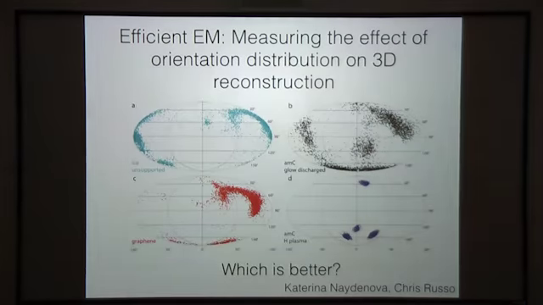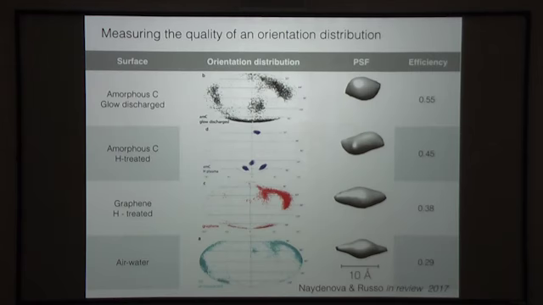And so Katerina has been working in Chris Russo's lab to develop a metric to evaluate this from a small number of particles. So in other words, which is better? These are 4 different ribosome data sets which have clearly different orientation distributions, but just by looking at them, it's hard to tell which one would be better.